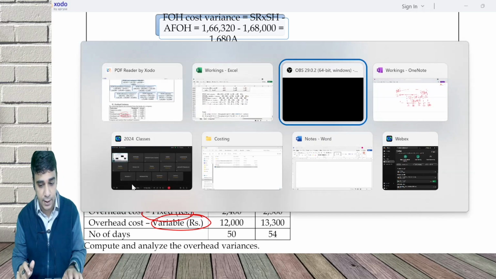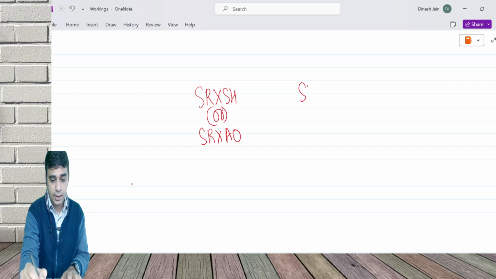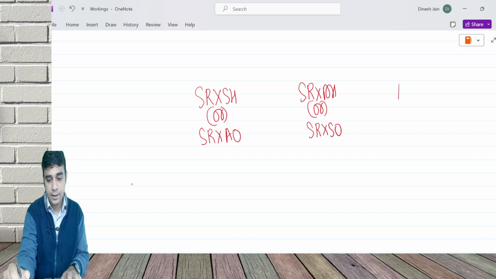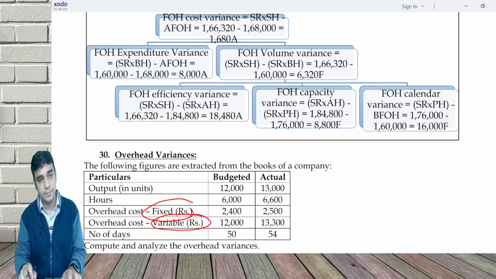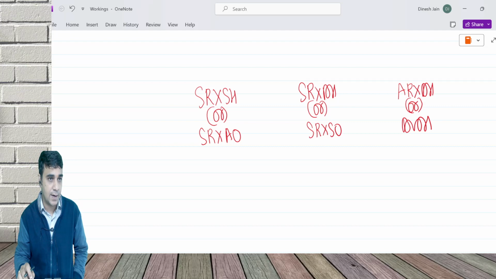Let's start with the chart for variable overhead. Our table directly: SR into SH, SR into AO, SR into AH, SR into SO, AR into AH, AVOH. SR into SH or SR into AO, SR into AH or SR into SO, AR into AH or AVOH.